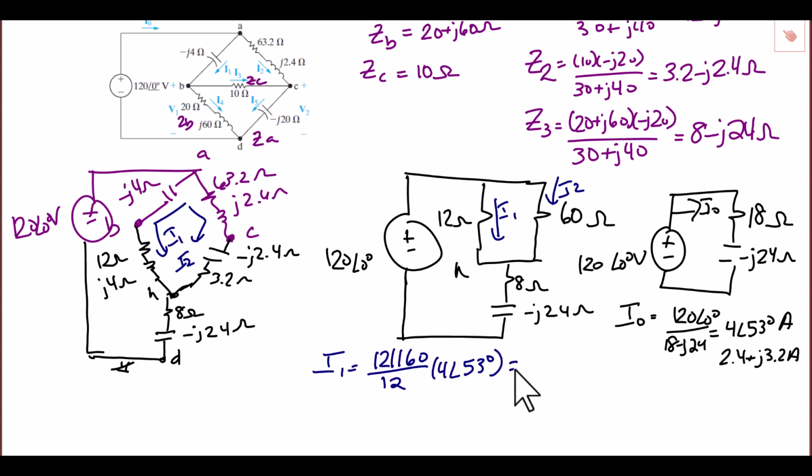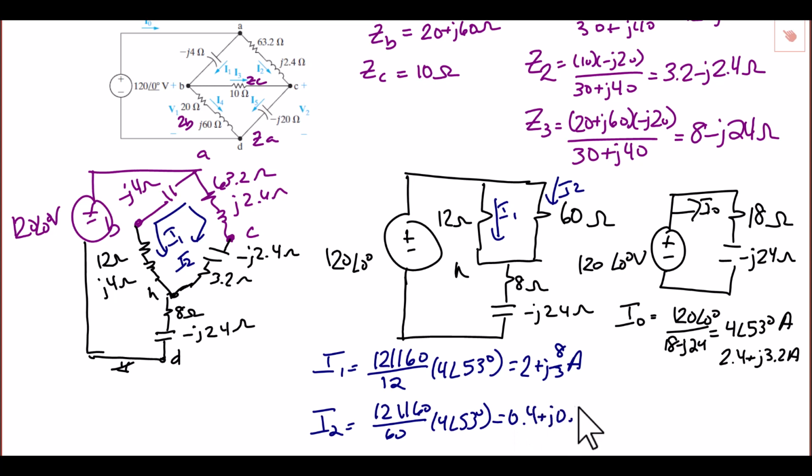And we get that I1 is equal to 2 plus J8 over 3 amps. I2 is equal to 12 in parallel with 60 divided by 60 times 4 with an angle of 53 degrees, which is 0.4 plus J0.5 amps.